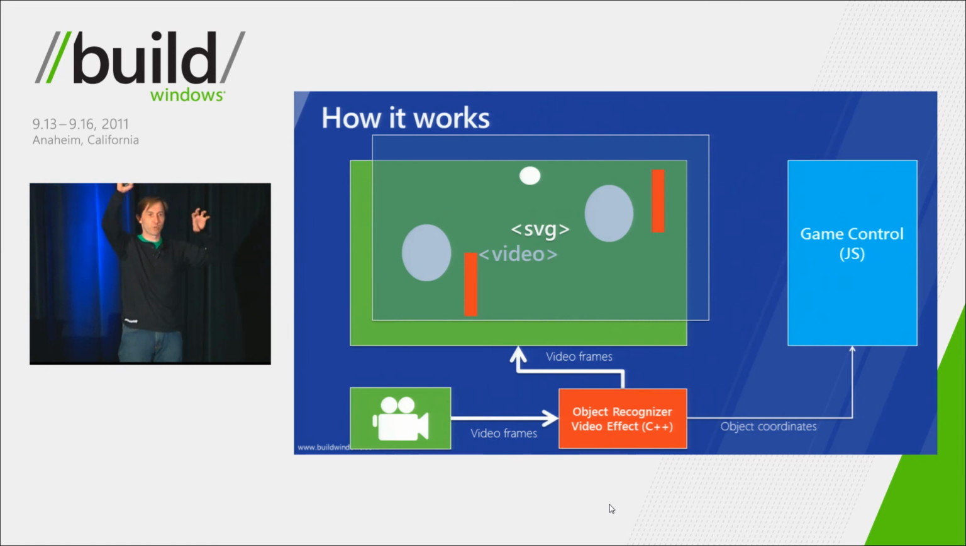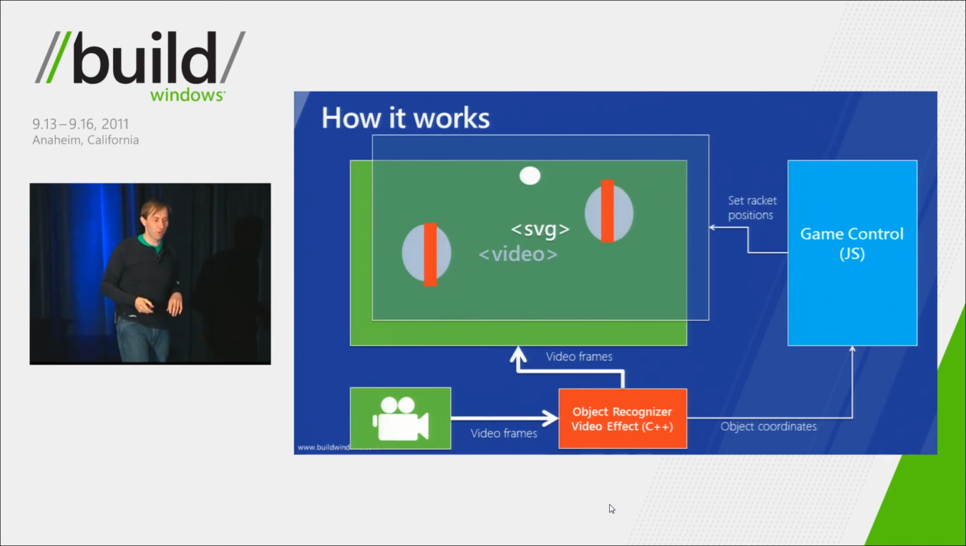So if we have two lamps, we get two objects reported, where they are, and approximately how big they are. Then we use those coordinates to set the rackets in the game, and everything else is just collision detection between the objects and the balls, right? So it's really simple.